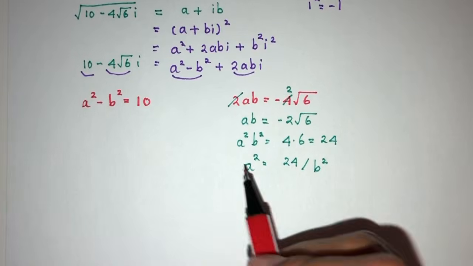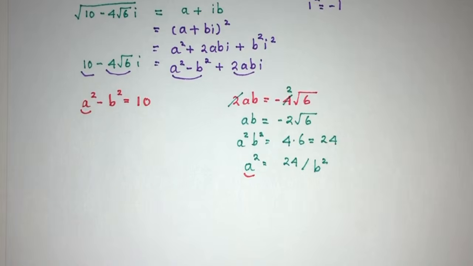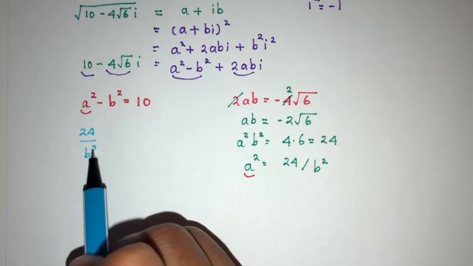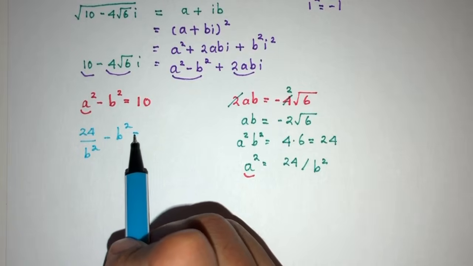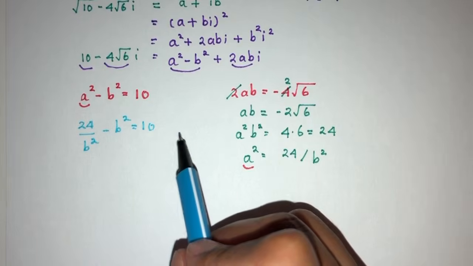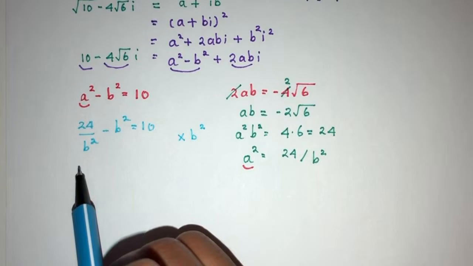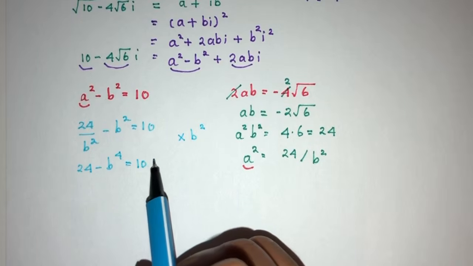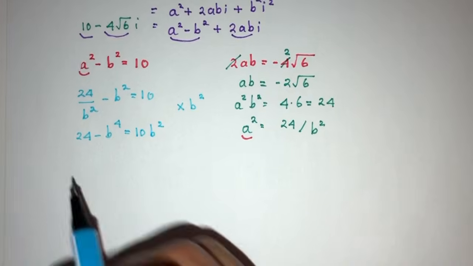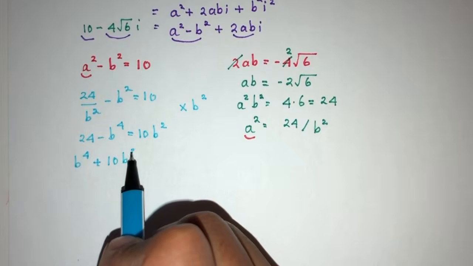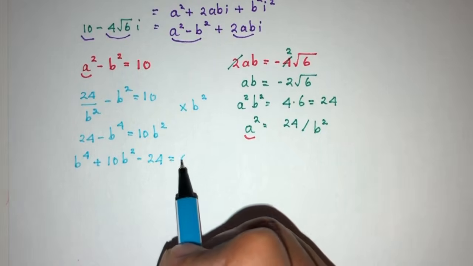Right. Now here I have a squared. Here I also have a squared. So I can substitute in the other one. So you will have 24 over b squared minus b squared equal to 10. Now if I want to get rid of this base, I have to multiply by b squared everywhere. You will have 24 minus b power 4 equal to 10 b squared. Now let's rearrange this. You will have b power 4 plus 10 b squared minus 24 equal to 0.